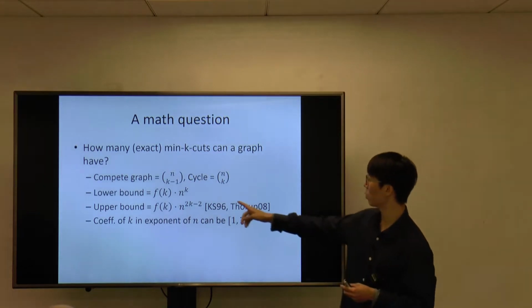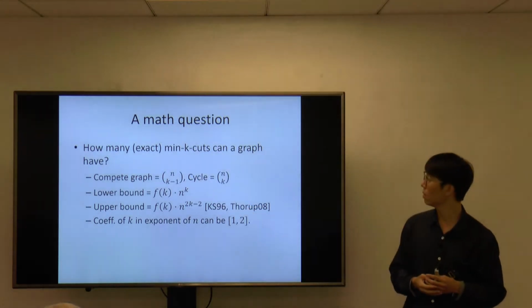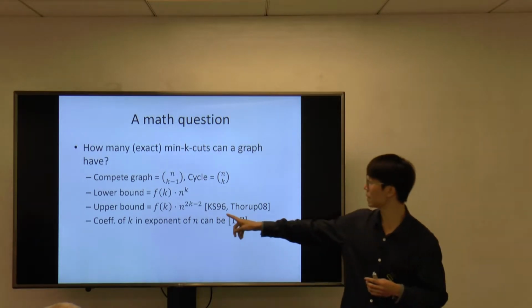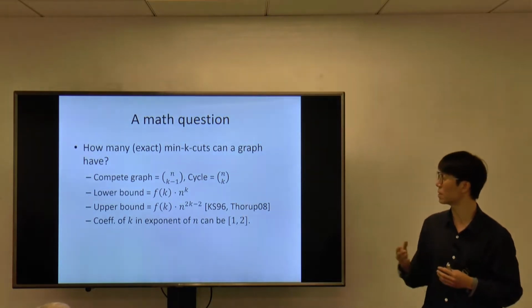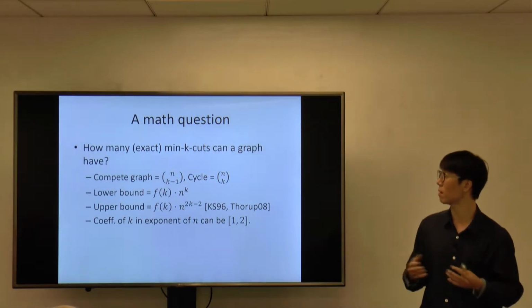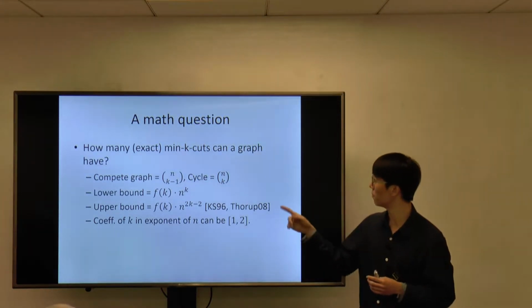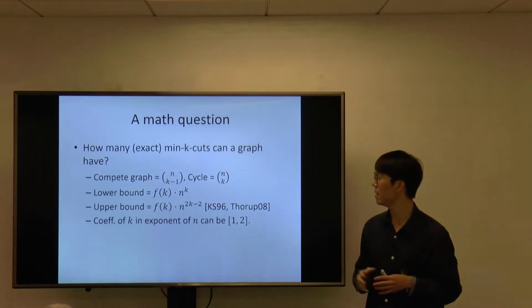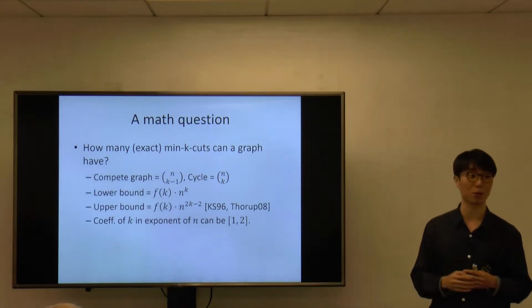So we can see that the lower bound is some function of k times n to the k. But this result of Karger-Stein and Thorup, which I'm going to explain later, is one good example where analysis of algorithms proved something useful in combinatorics. Their proof shows that for any graph with n vertices, the number of exact minimum k-cuts is upper bounded by n to the 2k minus 2.